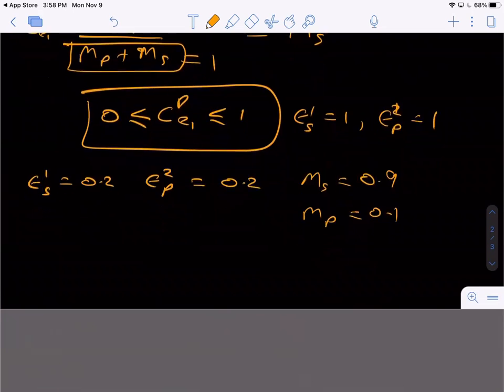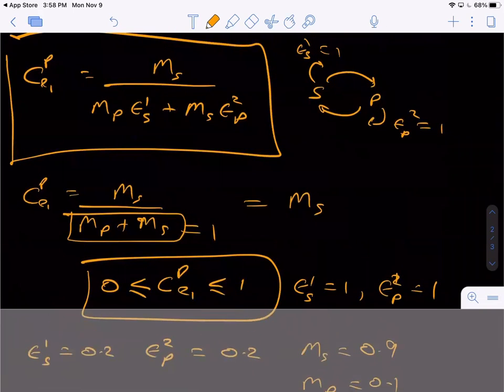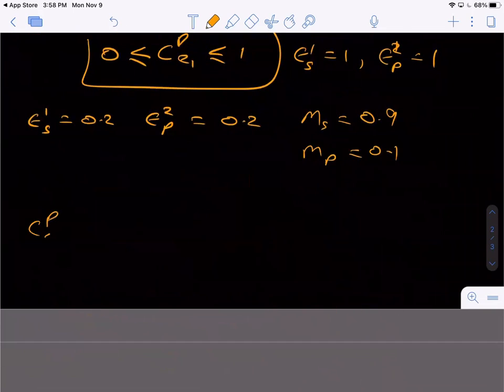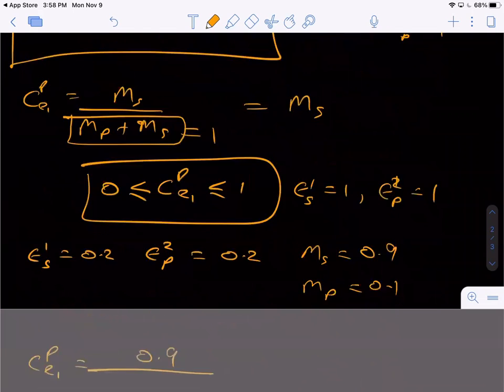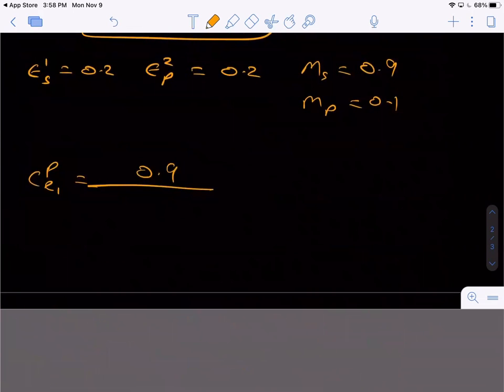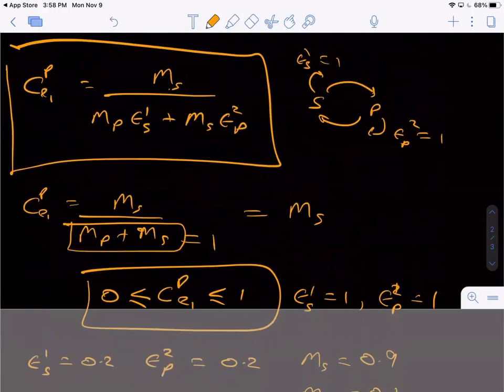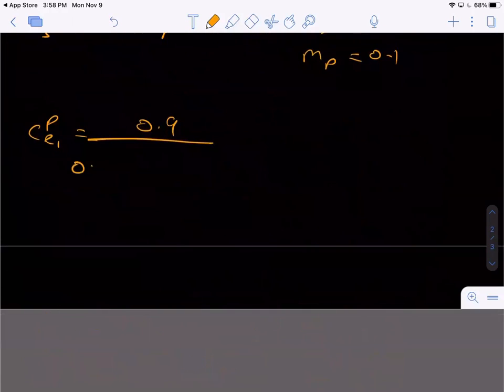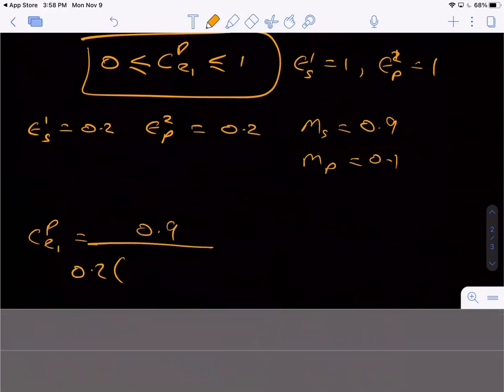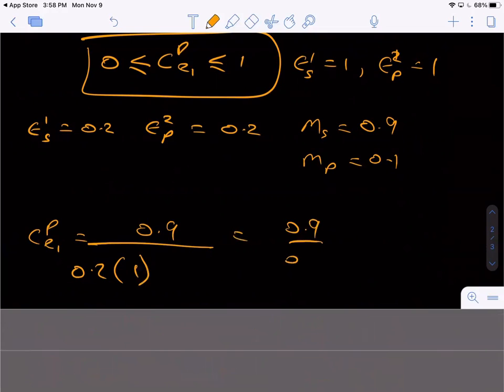So let's substitute these values into this equation. So we get CPE1 equals, so the mole fraction is 0.9. So that's the MS. MP is 0.1. Actually, it's easy to put the elasticity in first because both elasticities are 0.2. I can pull out the elasticity 0.2 times, and of course, I've just got the sum of MS plus MP, which is 1. So I get 0.9 divided by 0.2. And that, if I'm not mistaken, is 4.5.